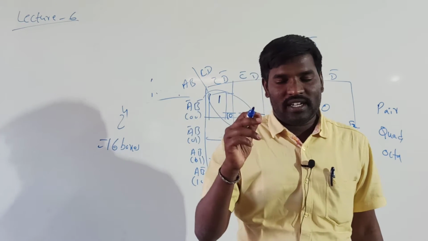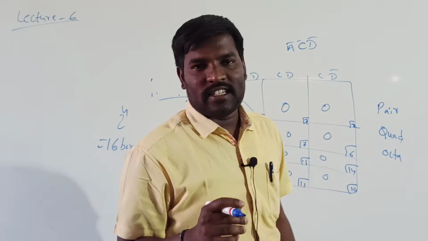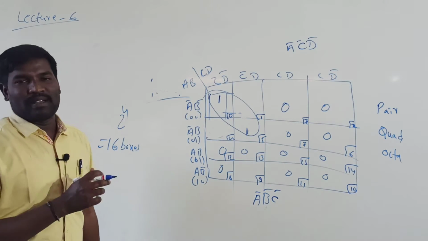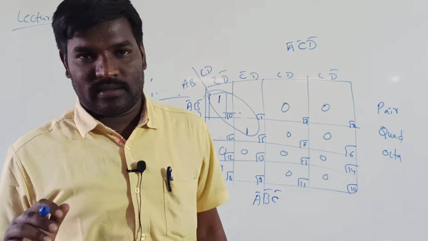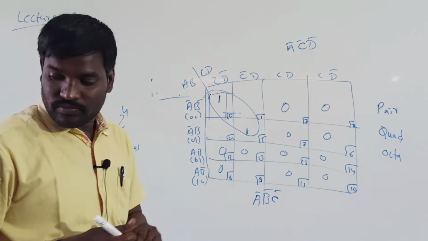Okay, if you are using the 4 variable K-map and you apply a pair, it will give the result as 3 variables.